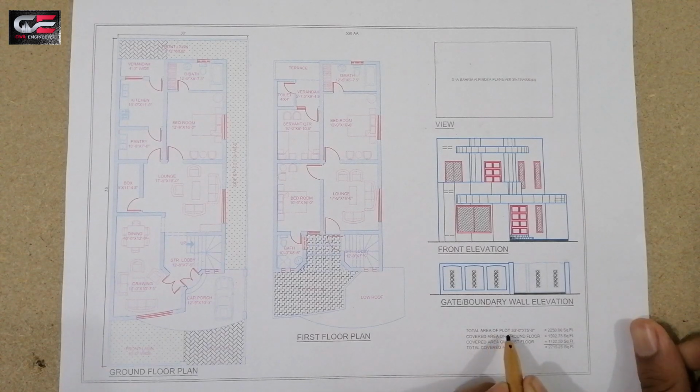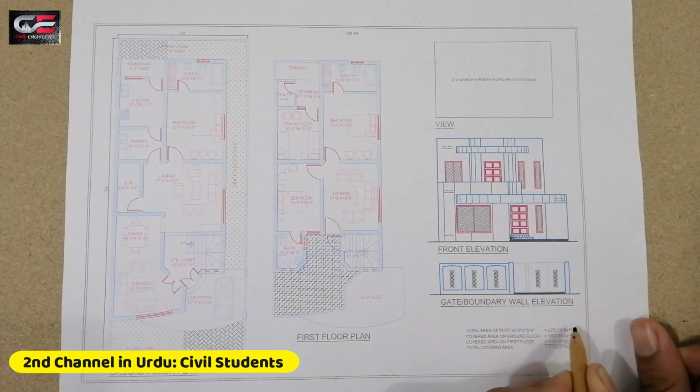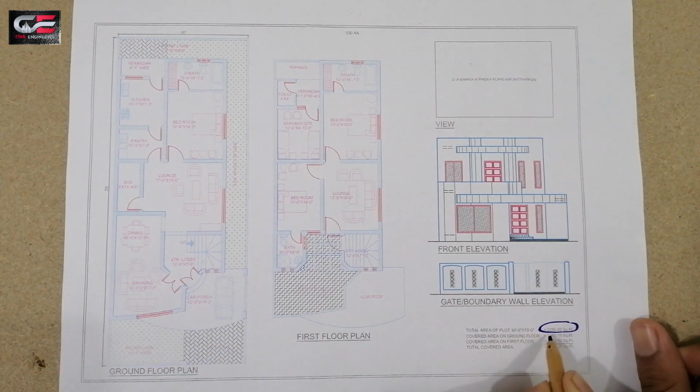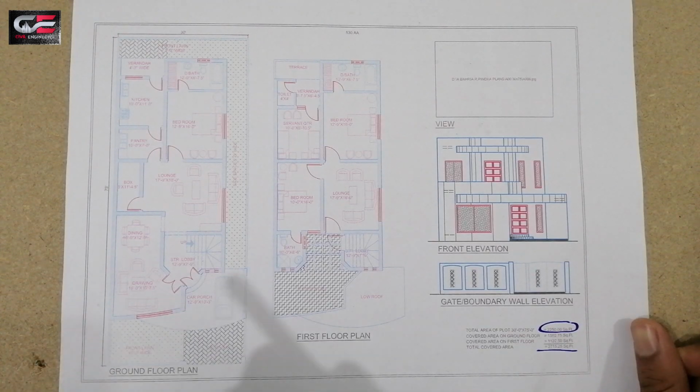Guys, the total area of the plot, which is 30 feet by 75 feet, becomes 2250 square feet. You can see the covered area on the ground floor is 1592 square feet, and the covered area on the first floor is 1122.5 square feet. So the total covered area becomes 2715.25 square feet. So let's start from the ground floor plan.